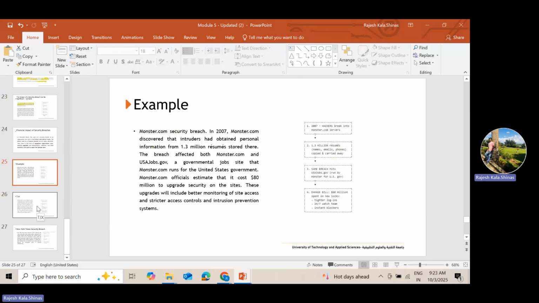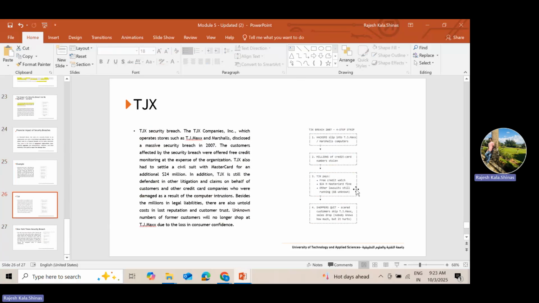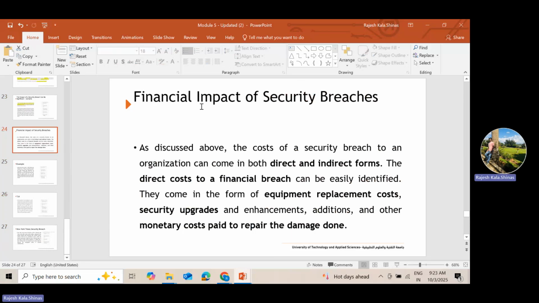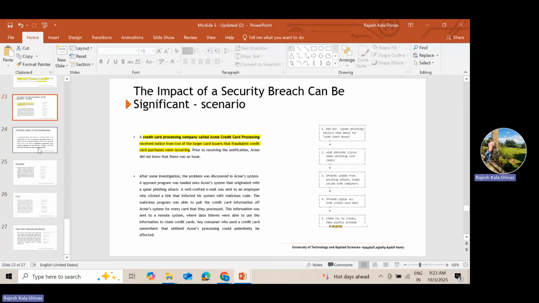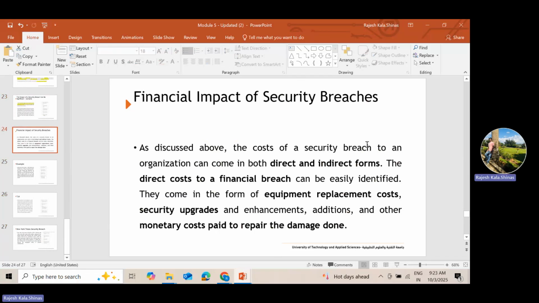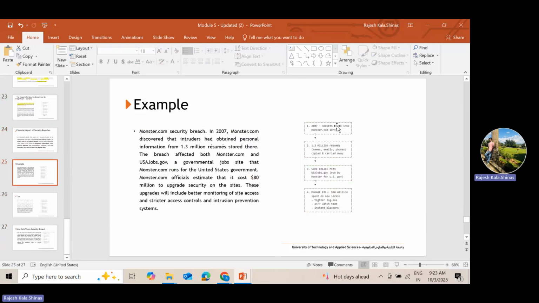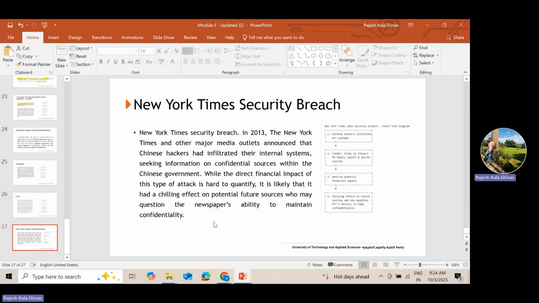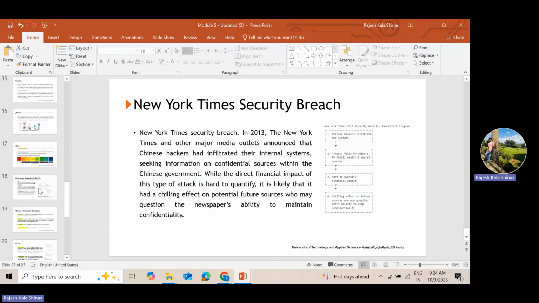Like that, many. The same thing happened at TJX also. I told you, TJX and the New York Times. These are the three examples of the financial impact of security breaches: how much money they lost because of the security breach. One example is Monster.com, the second one is TJX, and the third one is the New York Times. These are all things covered in chapter 5.